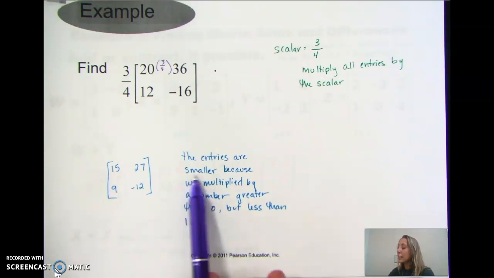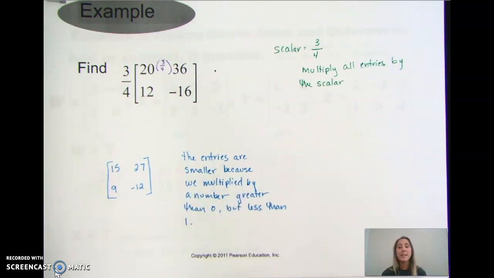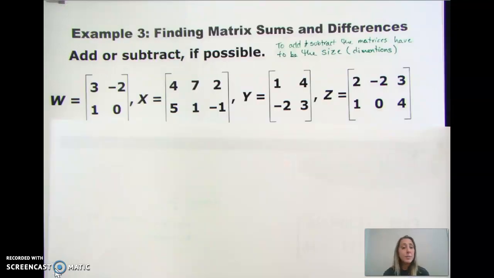And all the entries are smaller because we multiplied by a number that is greater than 0 but less than 1. If that had said like 5/4, our numbers would have been bigger, like they were on the page before. When we multiplied by 3, all the numbers tripled in size. All right, so now we're going to do another topic.